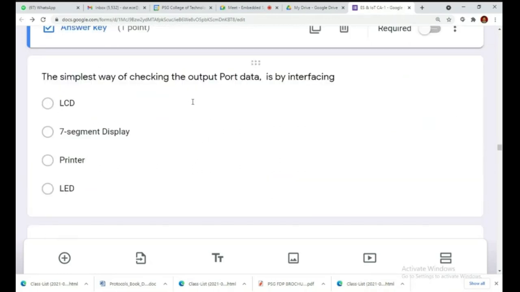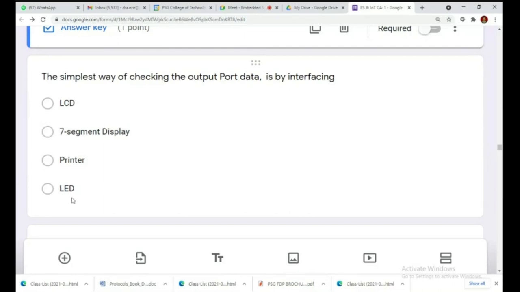The simplest way of checking the output port data is by interfacing. Very simple, interfacing an LED. Interfacing a printer is not necessary. With a 7-segment display, we need to do code conversions. Then only you can display 1, 2, 3, 4. Otherwise, you cannot understand whether the system is working properly or not. With an LCD, again we need to do some code conversions, like ASCII code conversions. And in hardware, a lot of complexities are there.